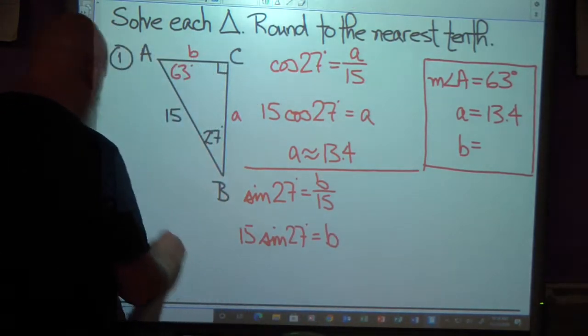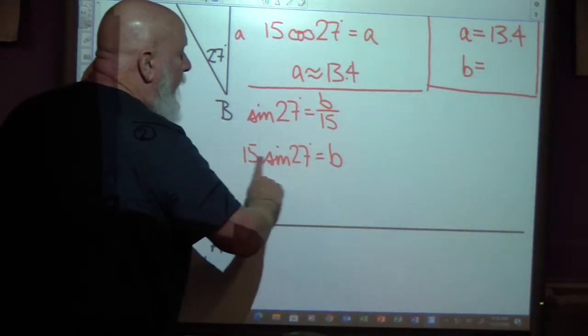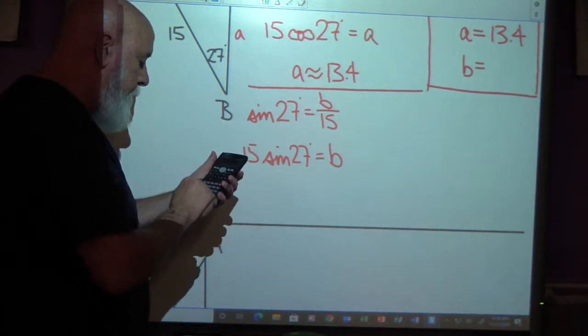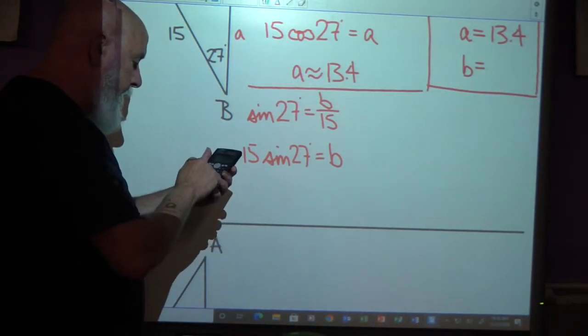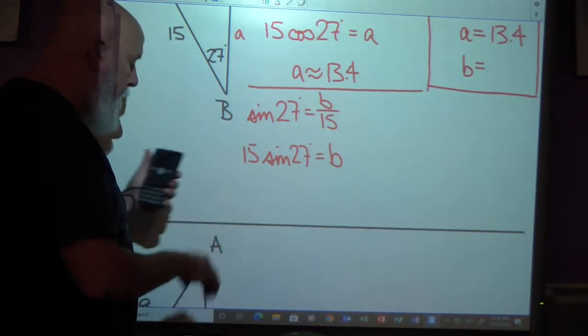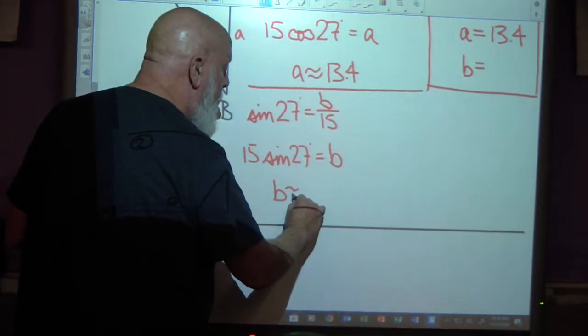I'm going to scroll this a little bit. There we go. And now I'm going to evaluate this with my calculator and round to the nearest tenth. 15 times the sine of 27 degrees is 6.8 approximately. So b would be about 6.8.